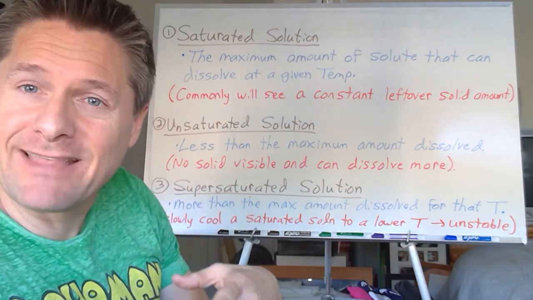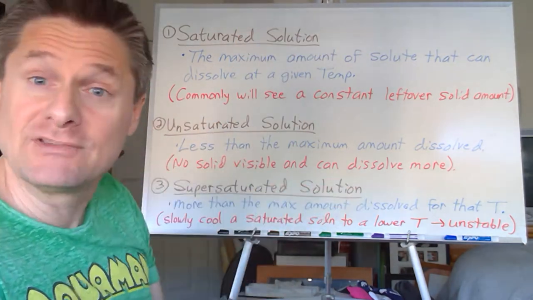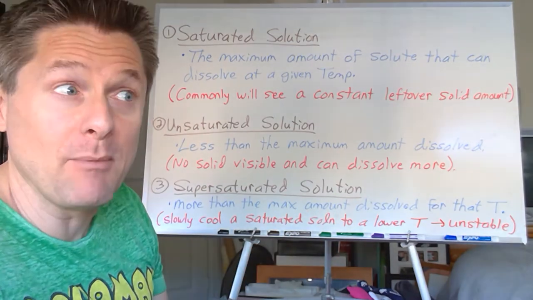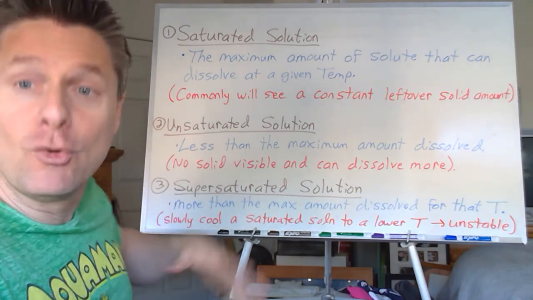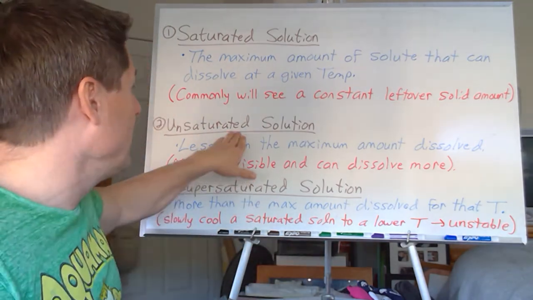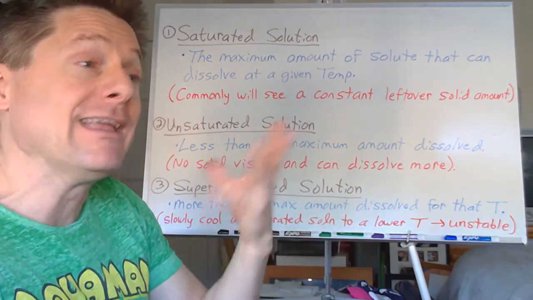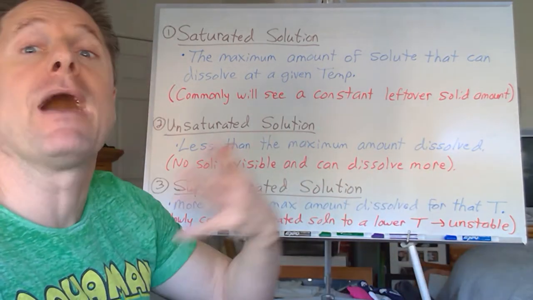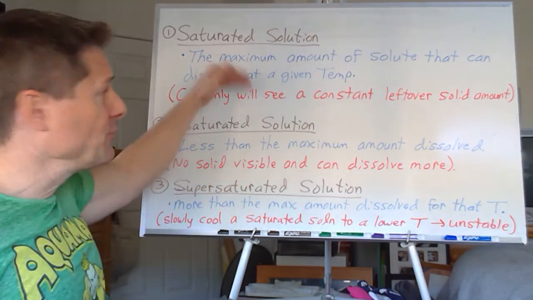Well, what if you've got less than that? So let's say you take pure water, start dissolving a solid, and it all goes away, and then you stop, and you don't see any visible solid on the bottom. Well, it means you haven't dissolved enough. You could keep dissolving more, so it's under or unsaturated. That's called an unsaturated solution. You have less than the maximum amount of solute you could dissolve in that particular solvent, that particular amount of solvent at that particular temperature.